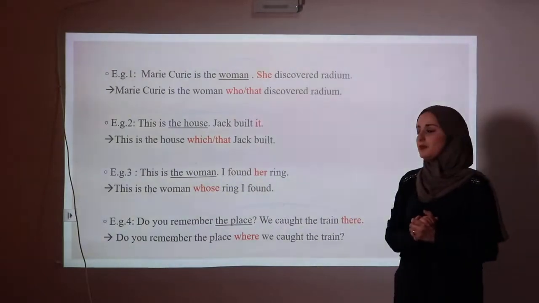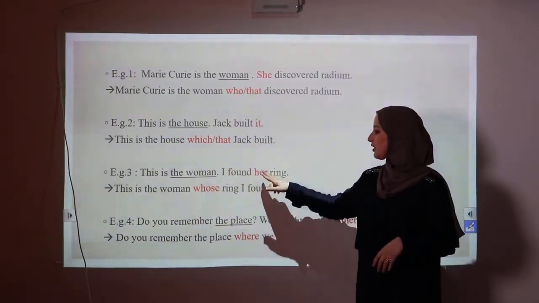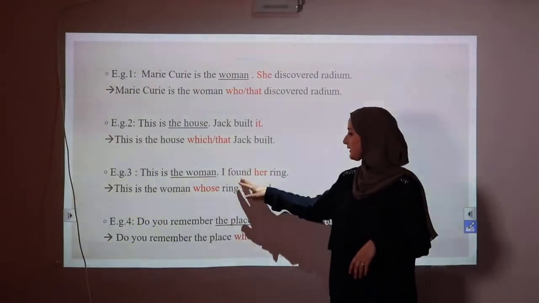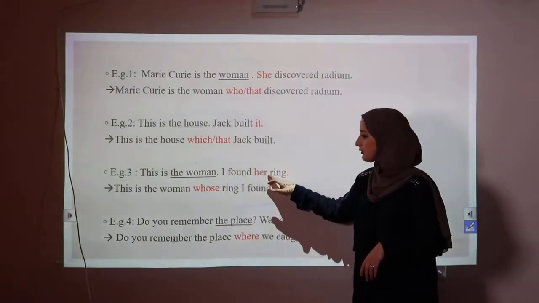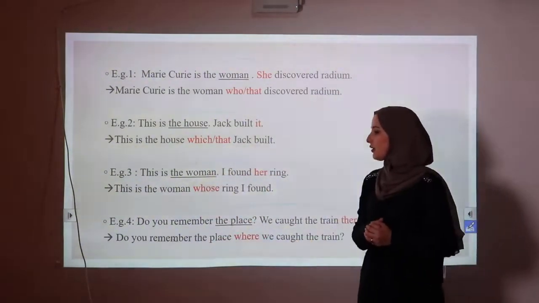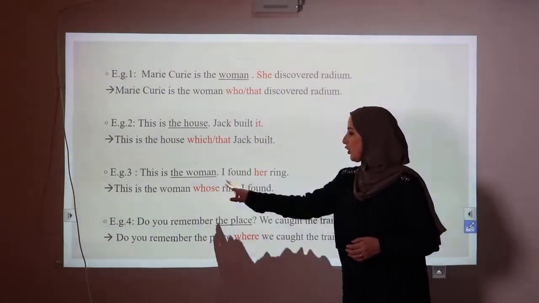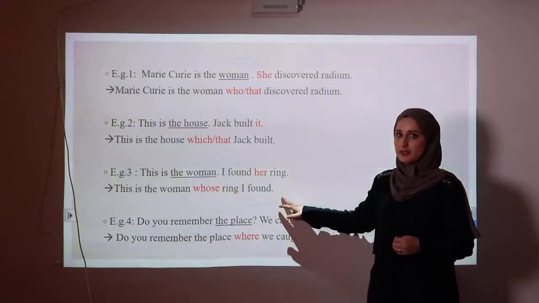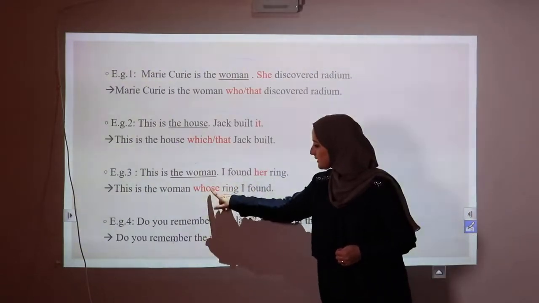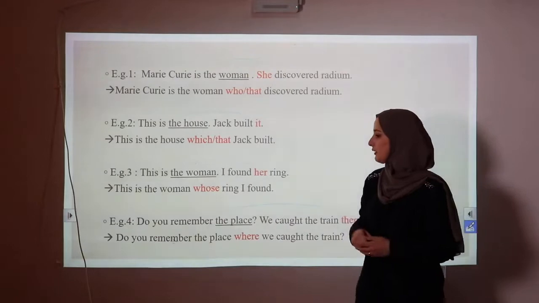Example number 3. This is the woman. I found her ring. In the second sentence, we have a possessive pronoun, a possessive adjective, and it refers to the woman. So we have to use whose. This is the woman whose ring I found. And make sure that whose is followed by the noun it refers to, or it describes or modifies.